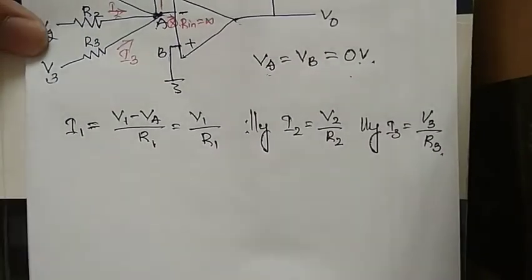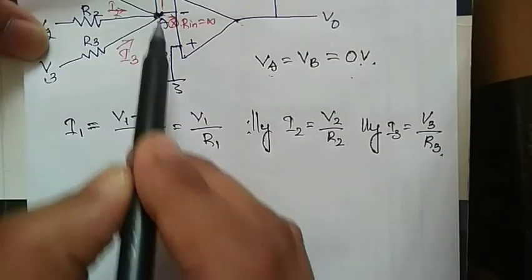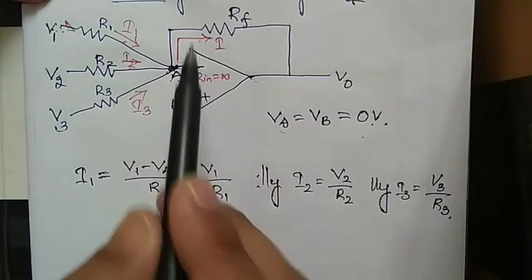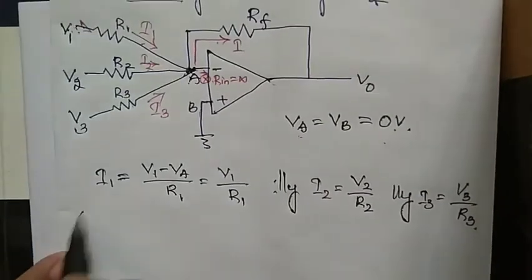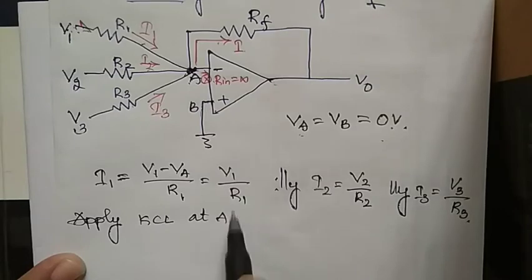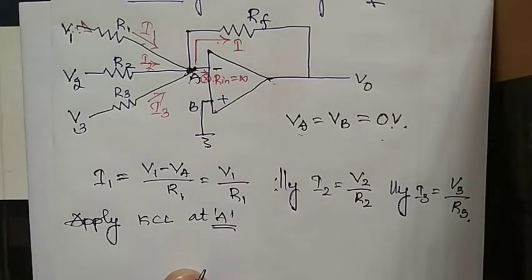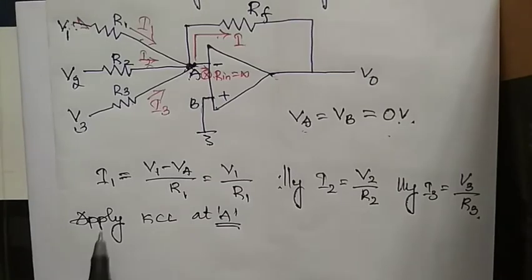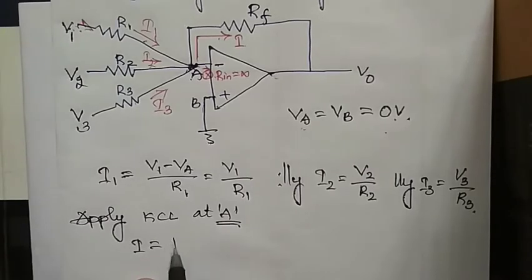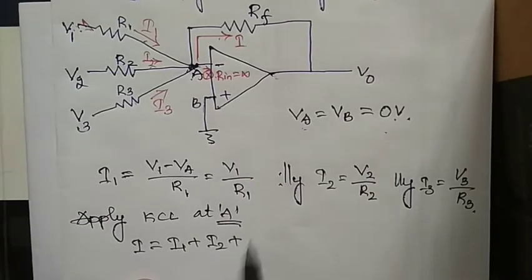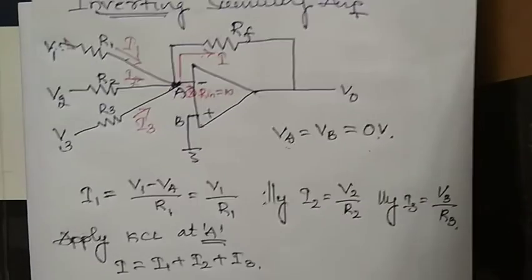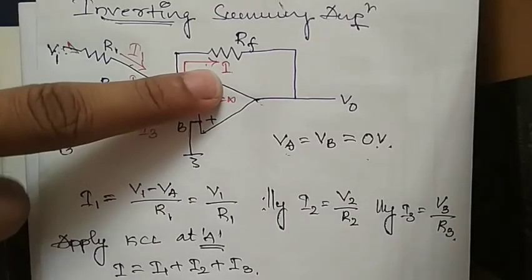Now we have to define the general equation. After that, here we have only one node, right? We have one node and 1, 2, 3, 4 currents are there. So at the node, apply KCL at node A. Apply KCL at node A. So I equals, your output current equals all incoming currents, I1 plus I2 plus I3. I1 plus I2 plus I3. So in this equation now we have to derive the I.